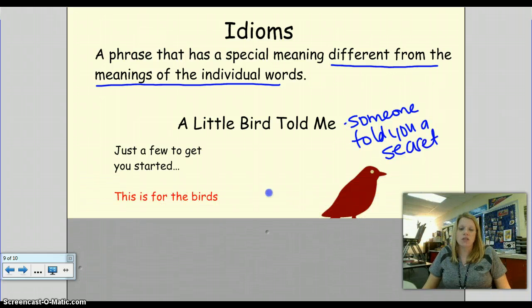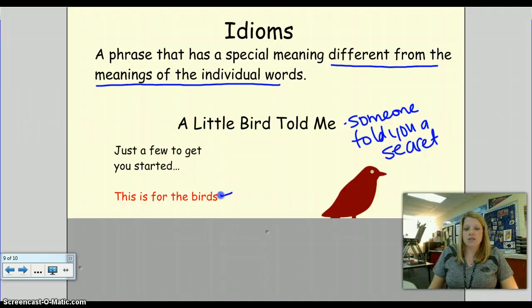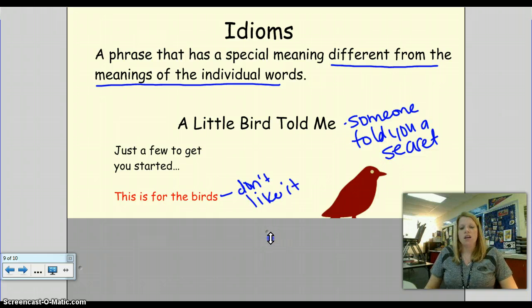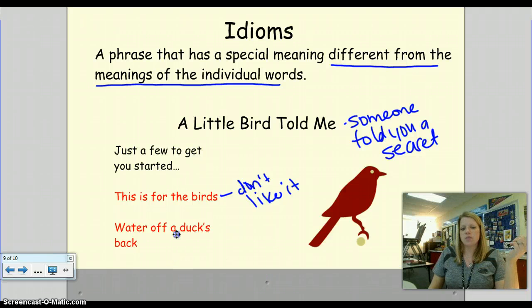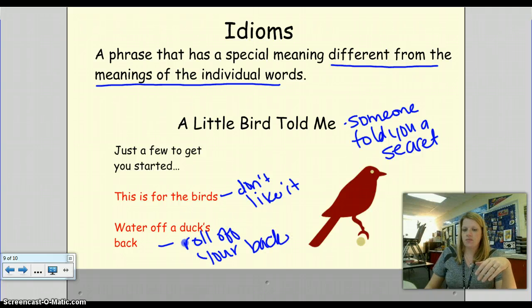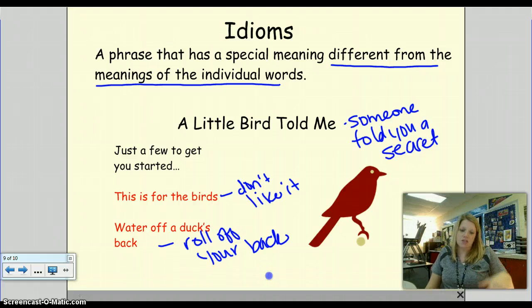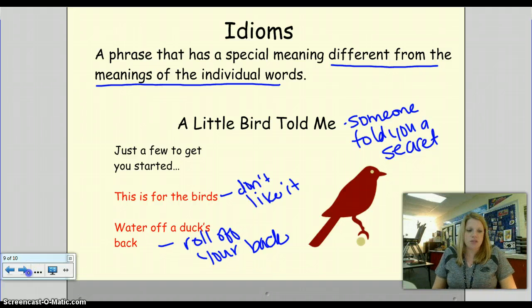This is for the birds. It doesn't literally mean it's for the birds that chirp outside. It means you don't like it. If you say this assignment is for the birds, it's something that you don't like. Water off a duck's back means it can roll off your back. You can take it, whatever it is. Those are idioms. Kill two birds with one stone. That's an idiom.